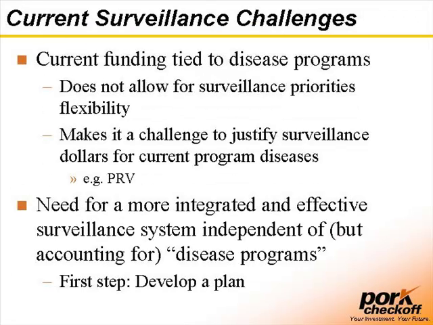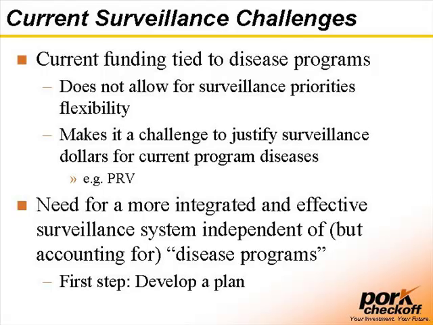So our current surveillance challenges, and this is again a slide from 2007, but I don't think that these challenges have changed a lot. Our current funding is tied to disease programs. So we have a pseudorabies program, and there's a brucella program, and there's this, that, and other. And it doesn't allow for priorities to be flexible. You really get tied into certain silos that you have to spend that money on. And it makes it a challenge to justify surveillance dollars for current program diseases.